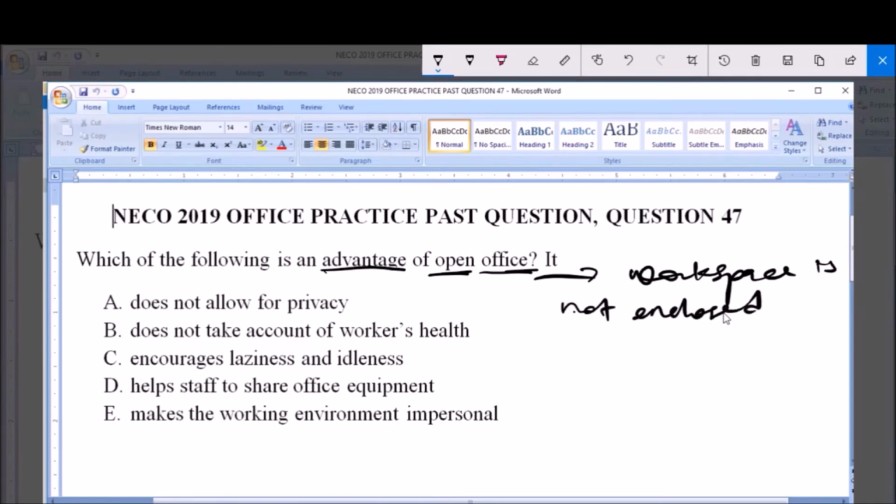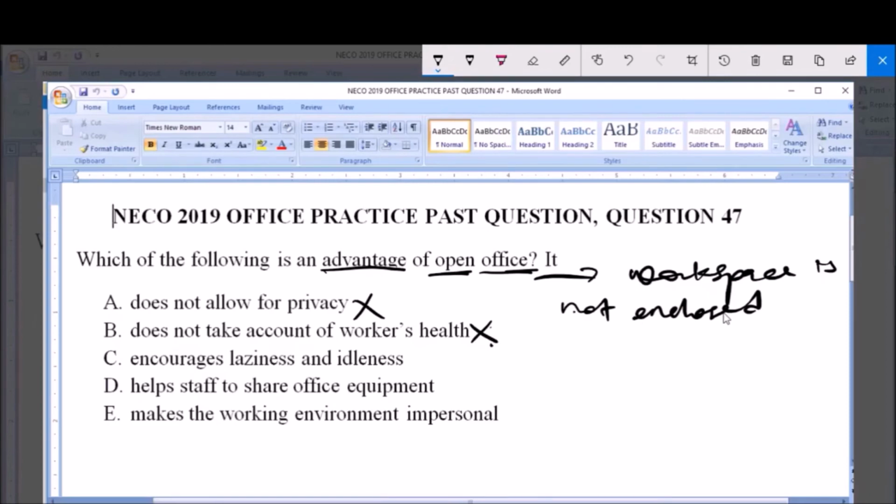So therefore it is shared among workers. Now it has advantages and disadvantages. Option A says it does not allow for privacy. This is a disadvantage of open office layout, so it is not an advantage. B says does not take account of workers' health. It's also a disadvantage of open office, so it's not an advantage.